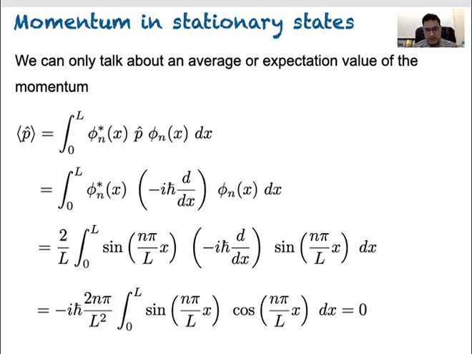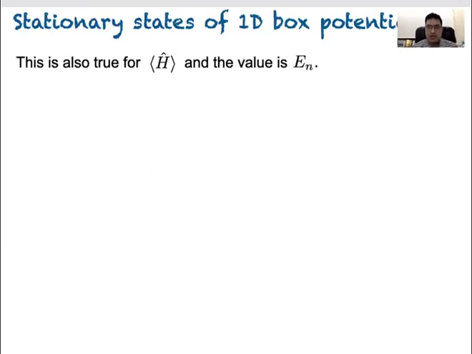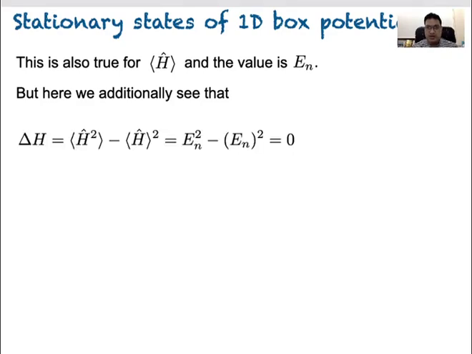So I have got n pi over L, 2 over L is there, minus i h cross is there. So what I have got is sine n pi x over L times cos n pi x over L. Then you can see that the integral of this quantity turns out to be 0. So the expectation value of momentum is 0. This is also true for the expectation value of your Hamiltonian, and the value is here. But here we additionally have to see that the variance, or the uncertainty, in your Hamiltonian is also 0, because you can verify this small one line exercise by yourself.